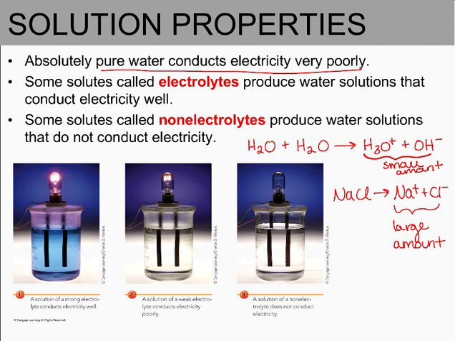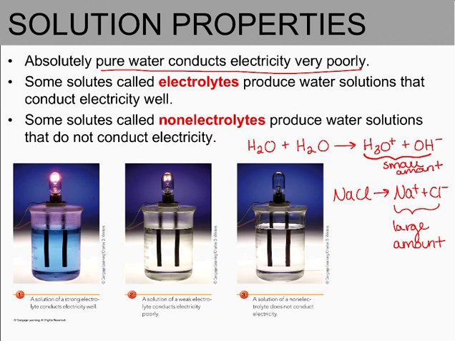So if we have a solute that can dissociate into ions, we call those electrolytes. And you might have heard of electrolytes in Gatorade commercials. So Gatorade actually has a lot of sodium and potassium ions. And those ions are particularly important for cell function and also for brain function as well.